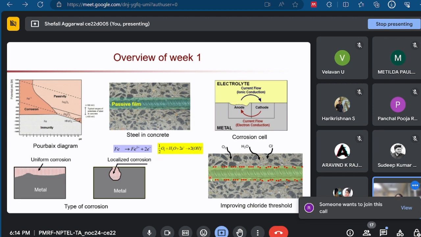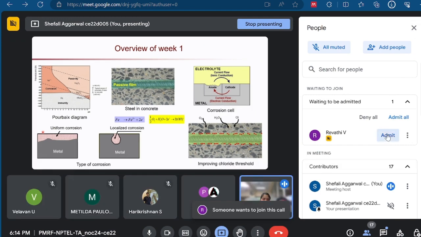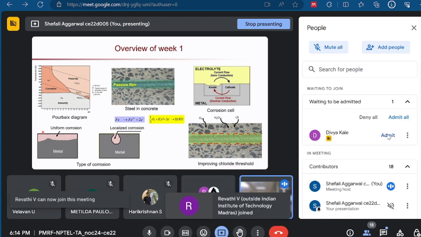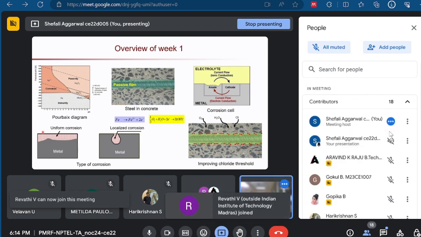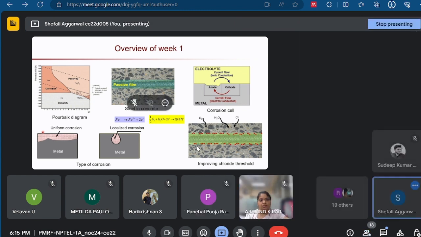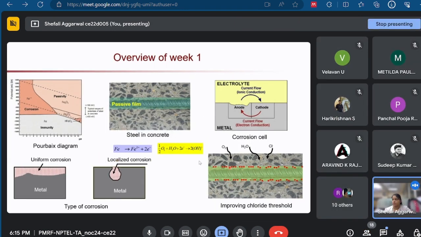The other thing is how to improve the chloride threshold. The most simple way to improve the chloride threshold is by using corrosion inhibitors. What corrosion inhibitors do is react with the passive layer and form a strong passivity around the steel surface. Okay, so this is what you might have studied in week 1. Does anybody have any doubt about this? You can ask.